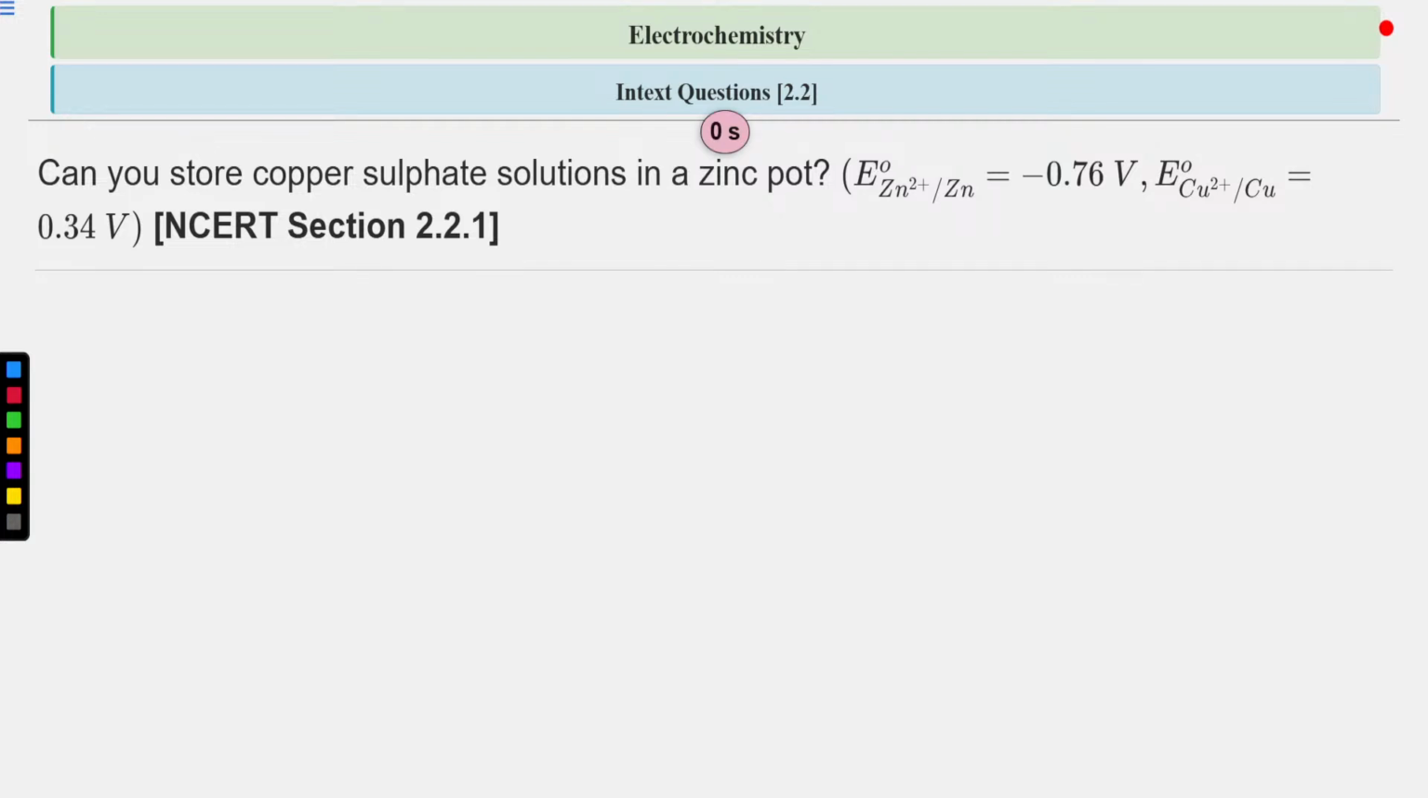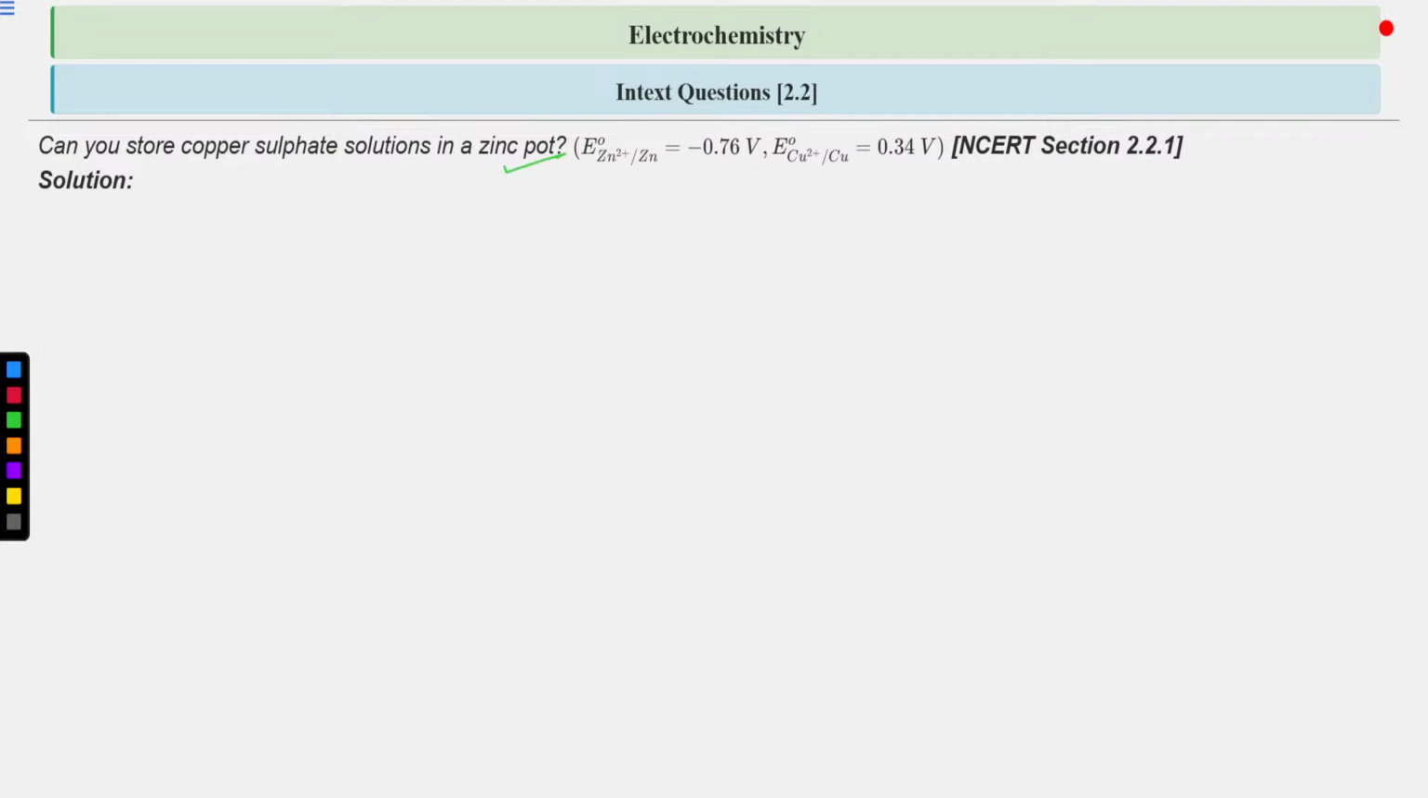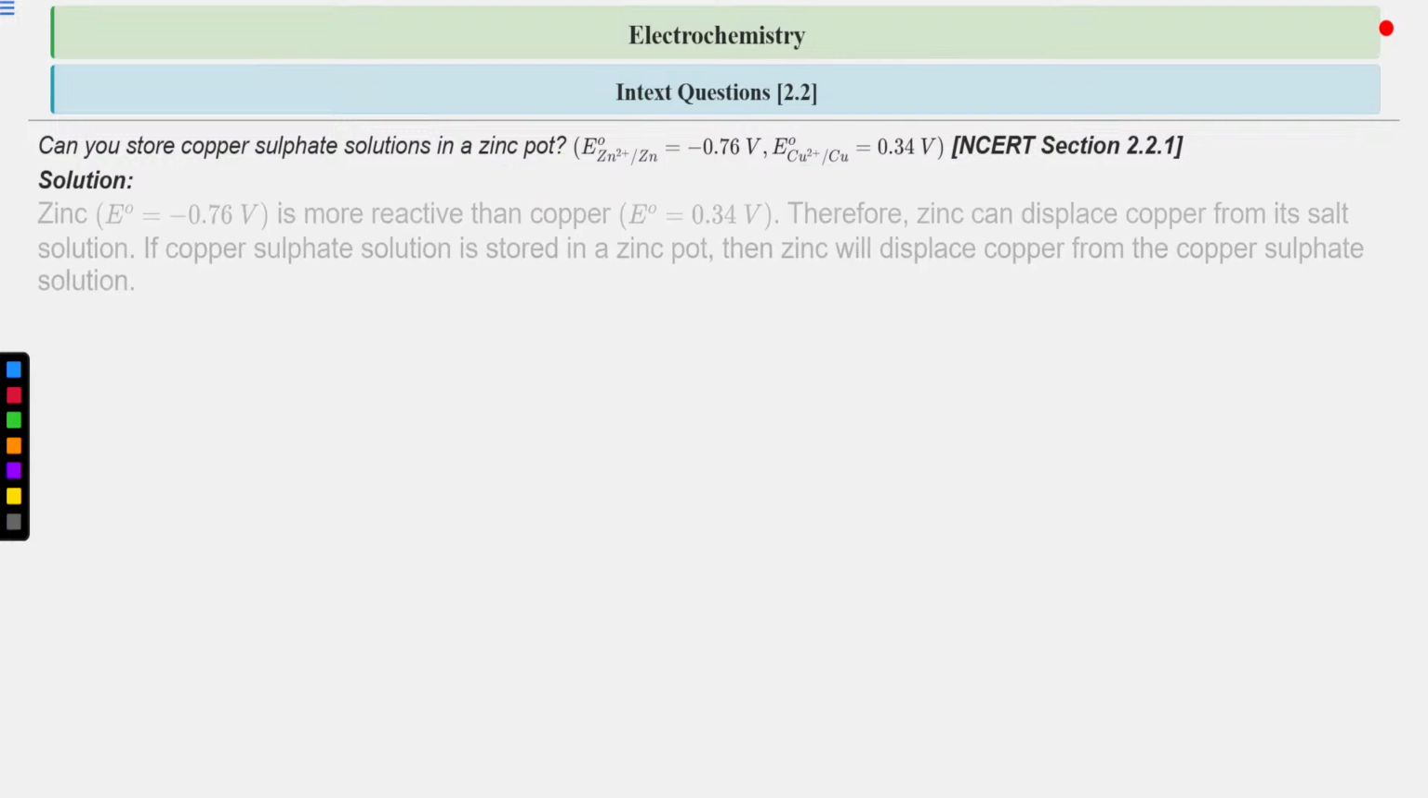When you answer this question, first of all, it is asking whether you can store the copper sulfate solution in a zinc pot. So it needs to be answered in a yes or no format, right? But also the E naught values are given. That means you have to explain it a little bit.